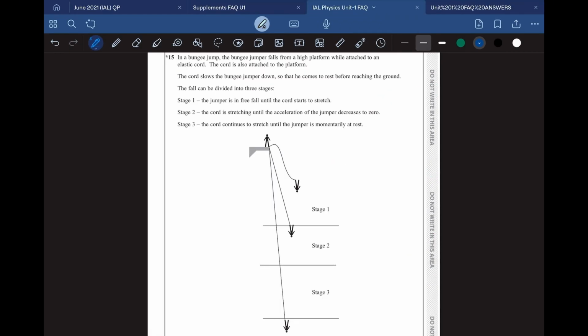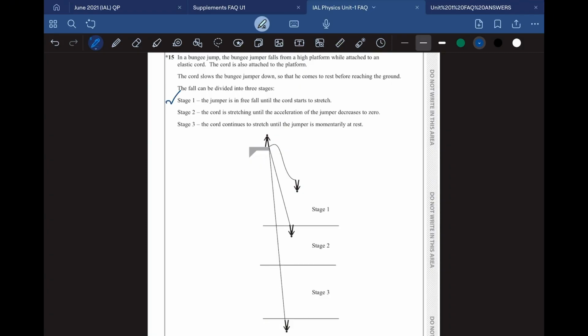All right, guys. So now let's solve this very important question of energy and motion in bungee jumping. The question says in a bungee jump, the bungee jumper falls from a high platform while attached to an elastic cord. The cord is also attached to the platform. The cord slows the bungee jumper down so that he comes to rest before reaching the ground. The fall can be divided into three stages.